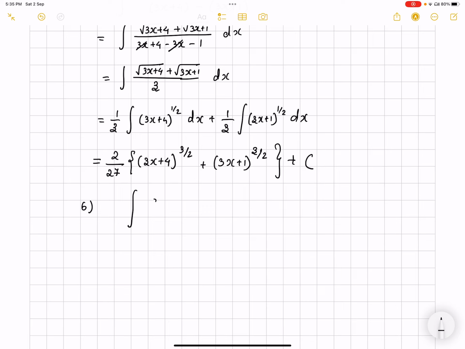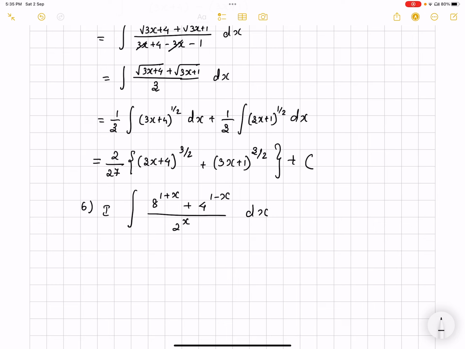Integrate (a to the power 1 plus x plus 4 to the power 1 minus x) divided by 2 to the power x dx. Wow, I have something in the powers. How to do this problem? Very simple. Try to make everything with a common base, both in the numerator as well as in the denominator. After that, we can proceed very easily.